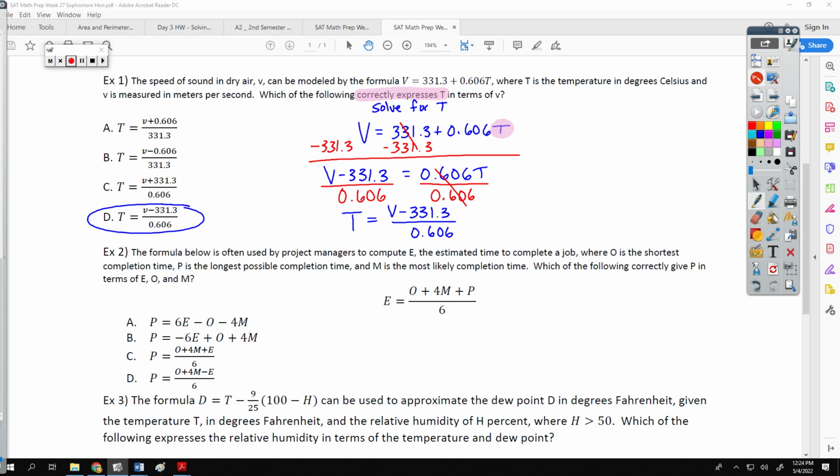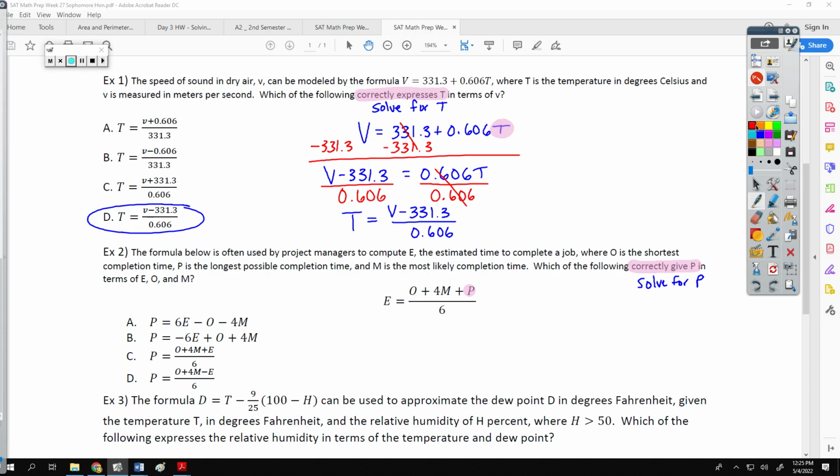Example 2 says the formula below is often used by project managers to compute E, the estimated time to complete a job, where O is the shortest completion time, P is the longest possible completion time, and M is the most likely completion time. Which of the following correctly gives P in terms of E, O, and M? So again, when we see correctly gives P, that's telling us we are supposed to solve for P. So we locate the P in the equation. That's what we're trying to get by itself.